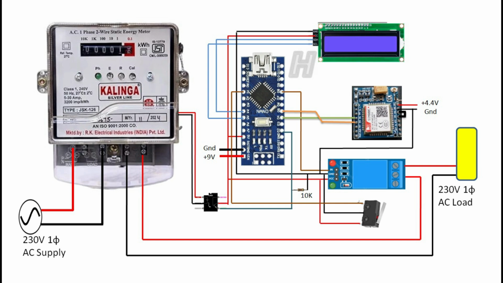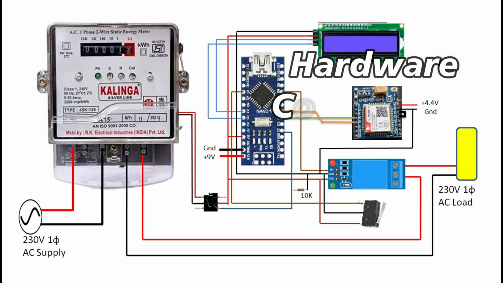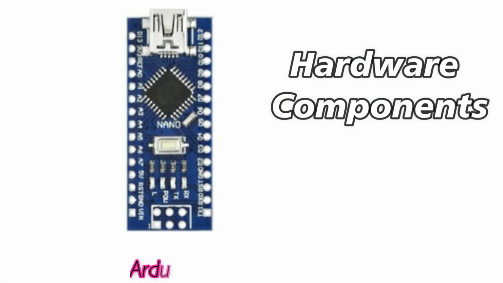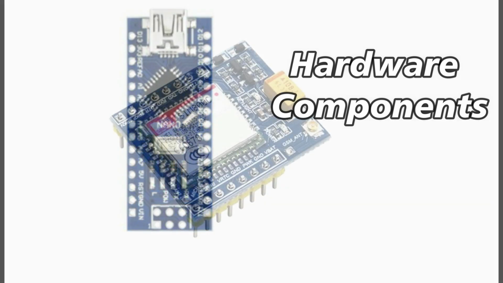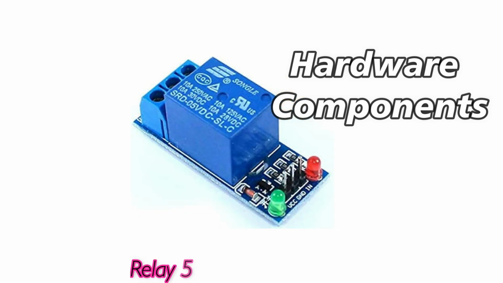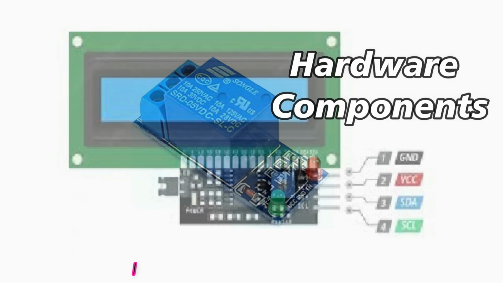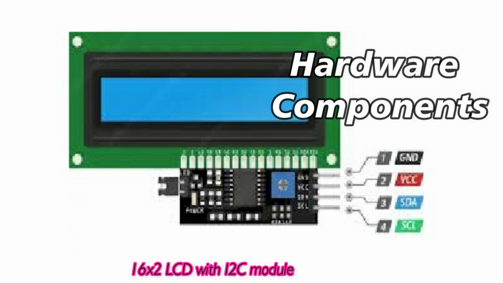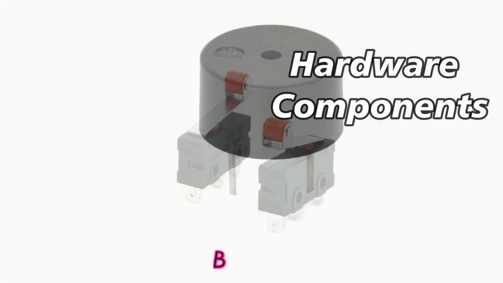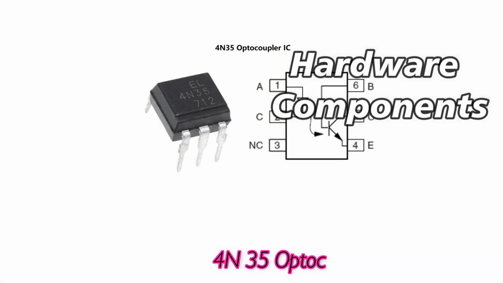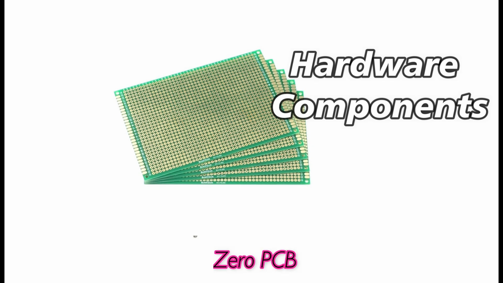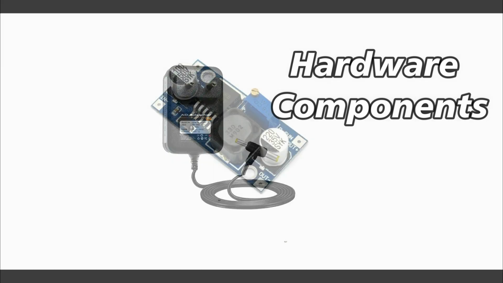The following materials are needed to make the GSM based prepaid energy meter: energy meter, Arduino Nano board, SIM 800C GSM module, single channel 5 volt relay, 16x2 I2C LCD display, limit switch, 5 volt buzzer, optocoupler IC 4N35, 10K resistor, zero PCB, 9 volt power adapter, and buck converter.